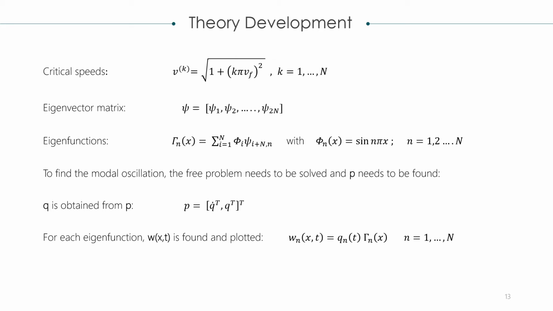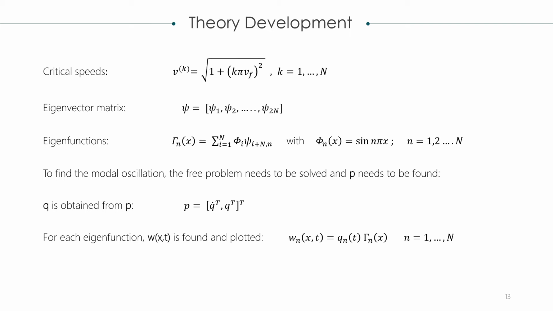So now we're getting somewhere. The eigenvectors and the eigenfunctions are defined as such. With the use of the previously defined Vf, the critical speeds can be found, which we will see in a moment is backed up by the plots of the natural frequencies.